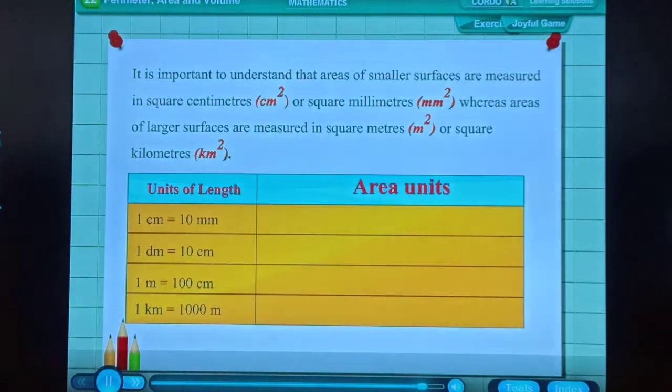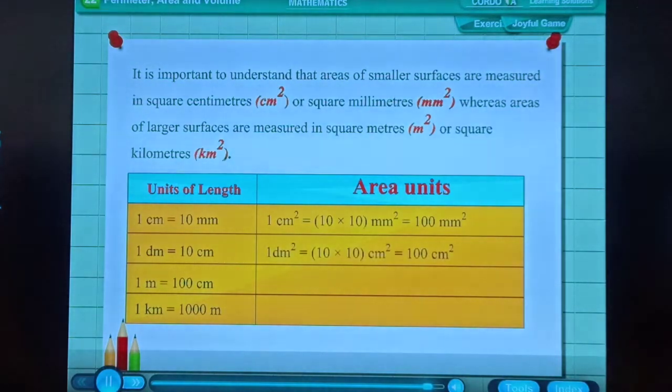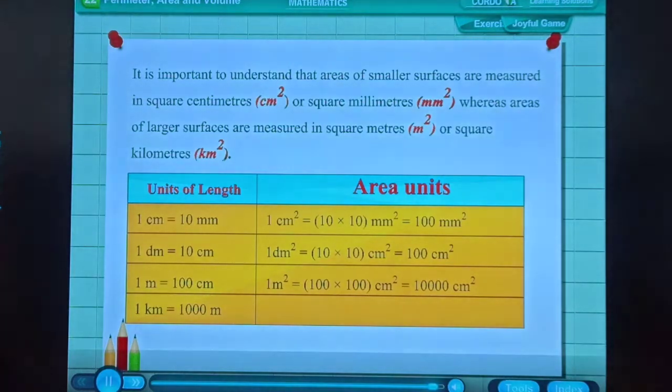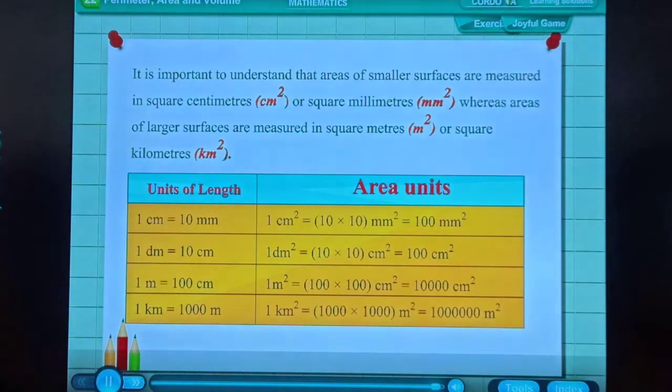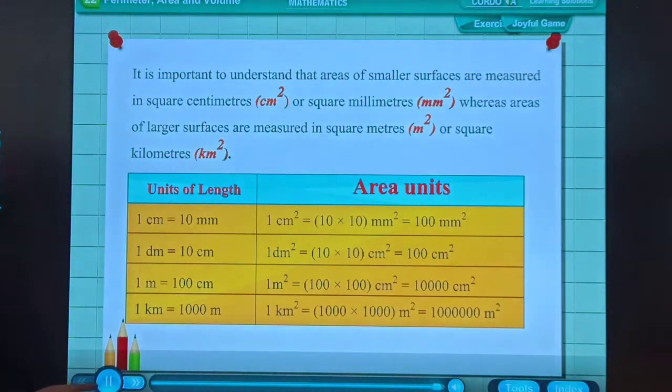Units of area. 1 centimeter square is equal to 10 into 10 millimeter square, equal to 100 millimeter square. 1 decimeter square is equal to 10 into 10 centimeter square, equal to 100 centimeter square. 1 meter square is equal to 100 into 100 centimeter square, equal to 10,000 centimeter square. 1 kilometer square is equal to 1000 into 1000 meter square, equal to 10 lakh meter square.